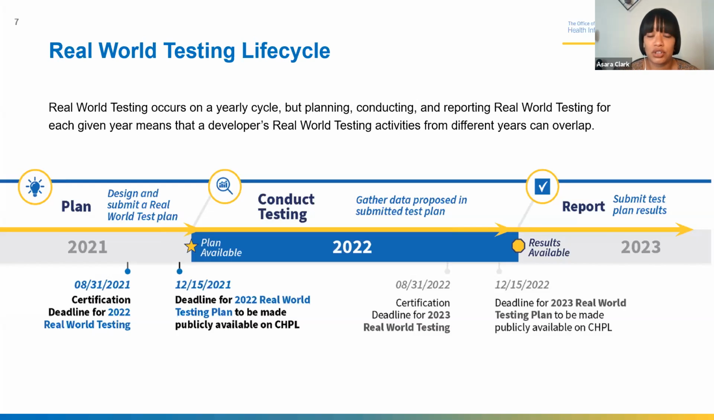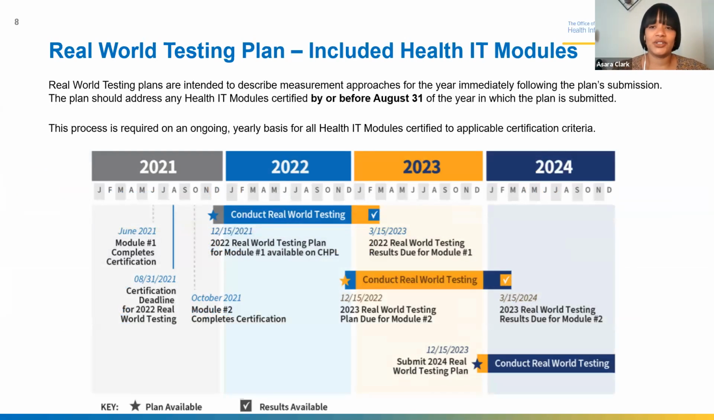And as you start to conduct your 2023 real-world testing, you're going to have a results report due for the previous year, 2022, of real-world testing that must be made publicly available on CHPL no later than March 15th of 2023. So you can see how this is a rolling cycle, and you have to be sure that you're meeting all of the associated real-world testing requirements for each calendar year, but you're going to be conducting real-world testing as you're planning for the next year, and as you're conducting real-world testing as you're reporting on the previous year. All right?